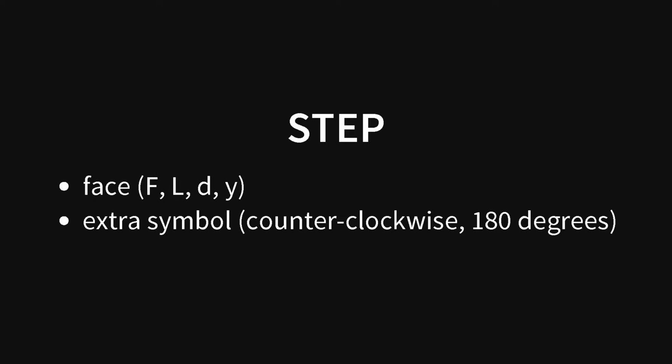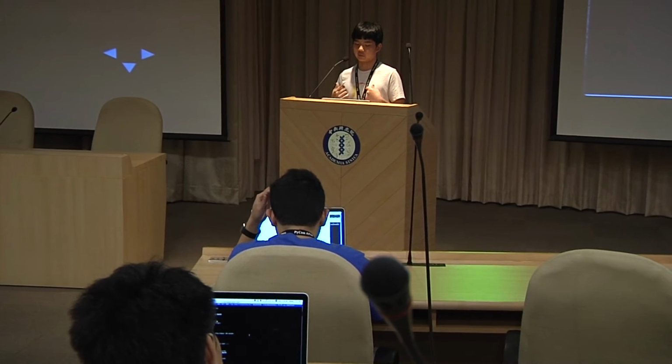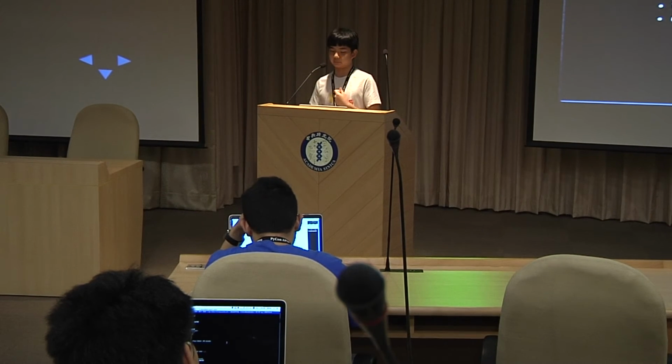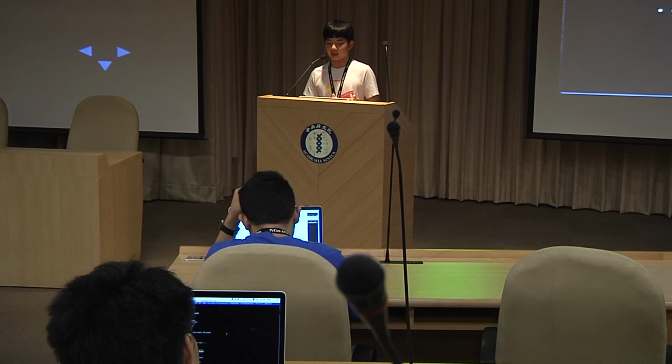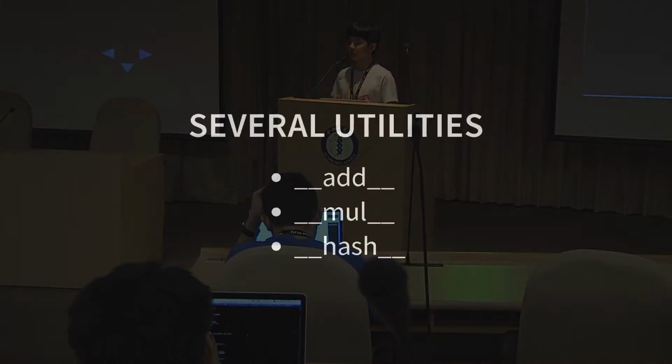A Step object has 2 properties. The first one is called the face, which is the main symbol of your action. For instance, if you're doing F prime, your face is F. If you're doing lowercase d prime, your face is lowercase d. And that is followed by an extra symbol, which is prime or 2, or nothing added. It represents clockwise, counterclockwise, or 180 degrees. It has 3 types.